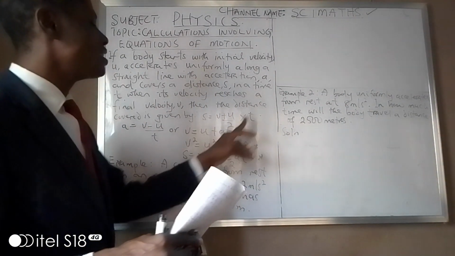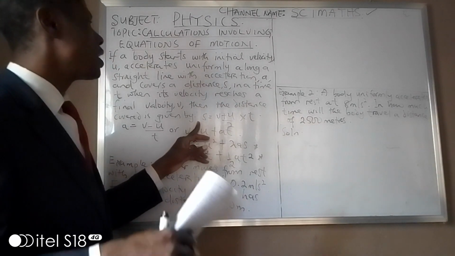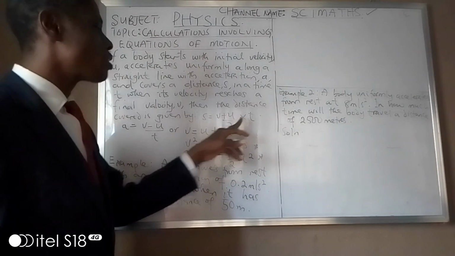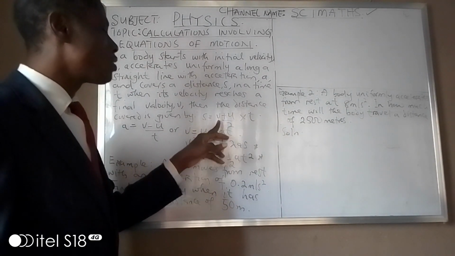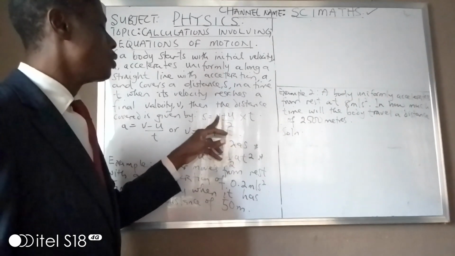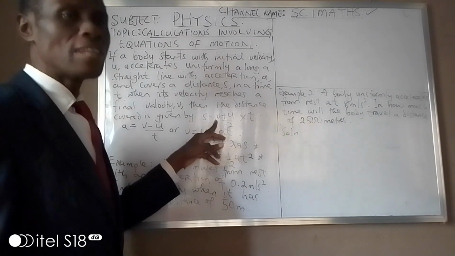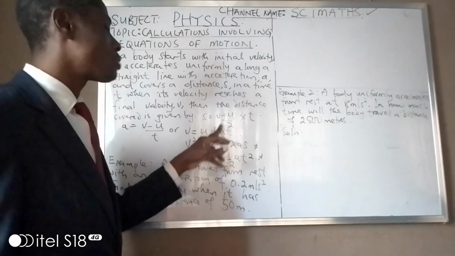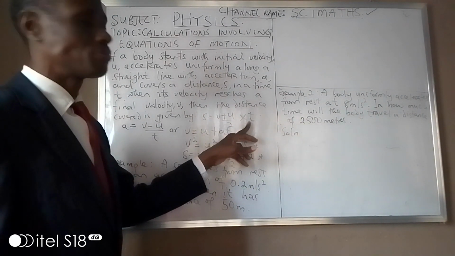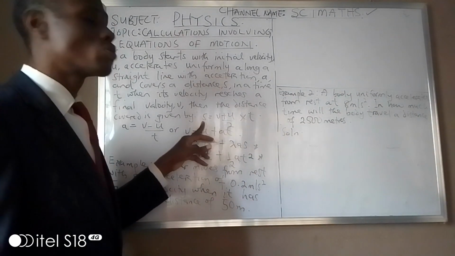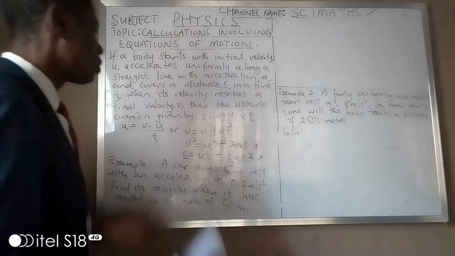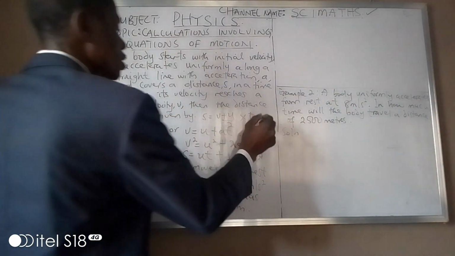So if you want to find the distance covered by a body, we can say that it is the average velocity multiplied by the time. The average velocity is what? v plus u all over 2, that is, final velocity plus initial velocity divided by 2. That gives us our average velocity multiplied by t, time. And we all know that distance is what? Velocity times time. So this is one of the first equations of motion.